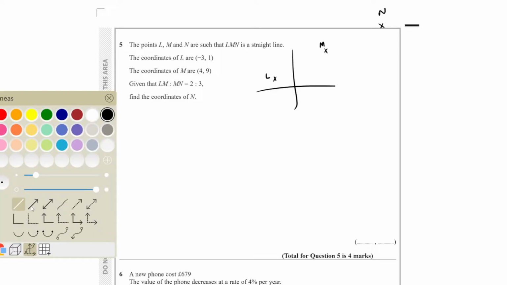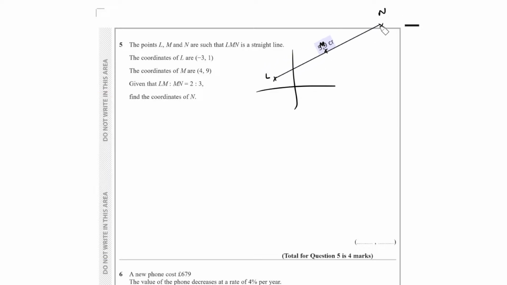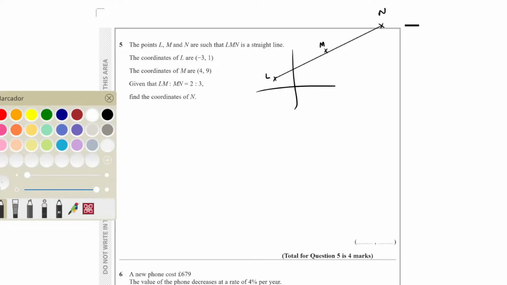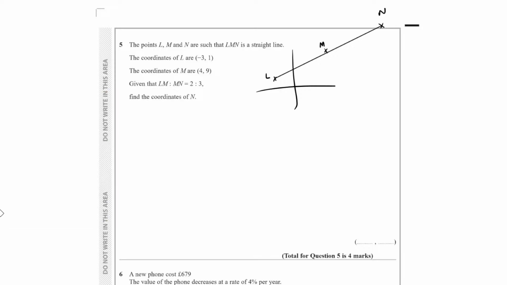Let me get my straight line. Okay, well, let's obviously imagine that M is on that line. Okay, so find the coordinates of N. So what I would do, I know that it's like a diagonal line. I don't think I would use Pythagoras though. I think that would just be too complicated. I'm sure you could do that, but I don't think I would.